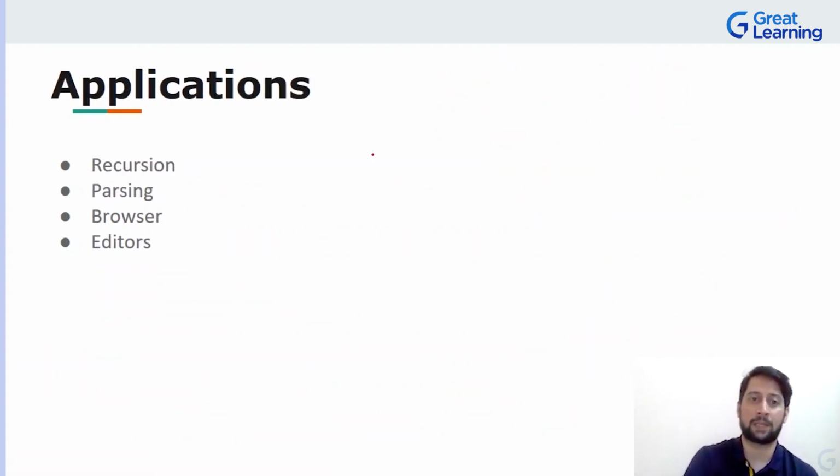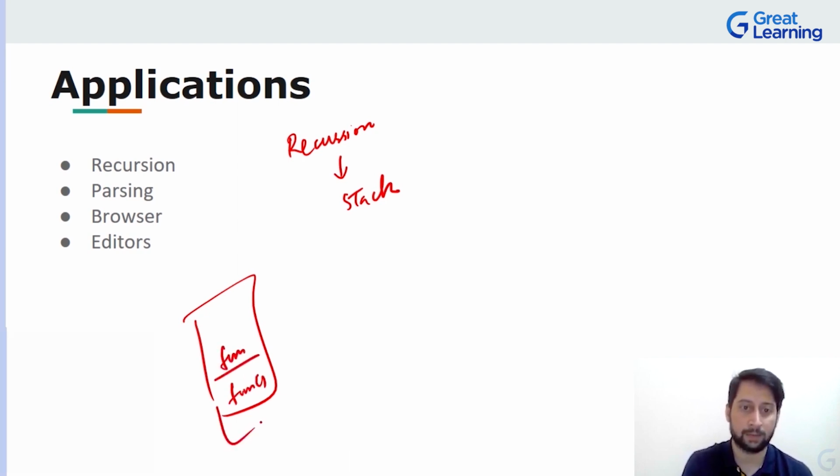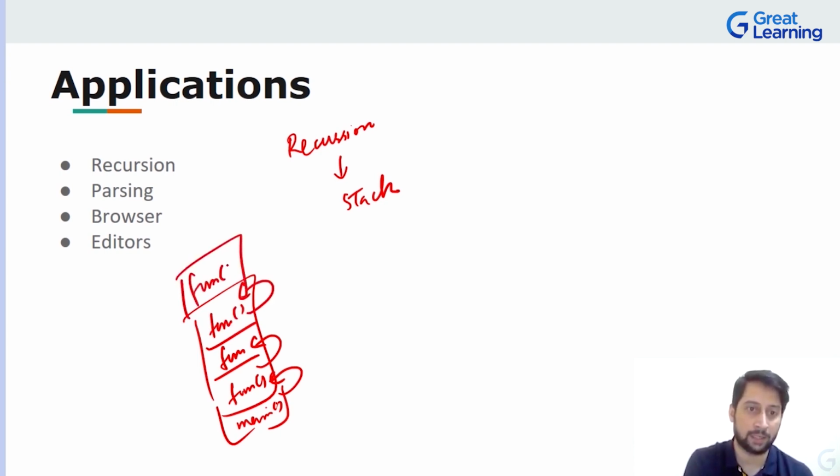Now let's talk about the applications of stack. Whenever we use recursion, what happens internally is that a stack is created. Let's suppose you have a function call, and in that function you are calling this function again. Obviously, this will be called from the main function. Let's suppose this is our main function. So this is our main function, and it's calling this function, and this function is calling this function. That means it's calling itself again and again, unless and until a base condition is reached.